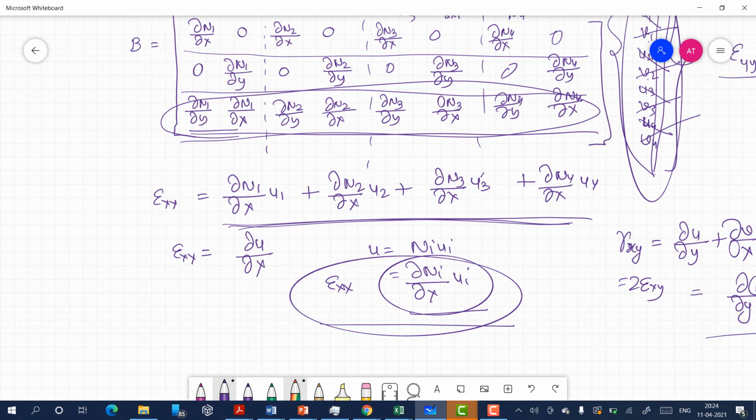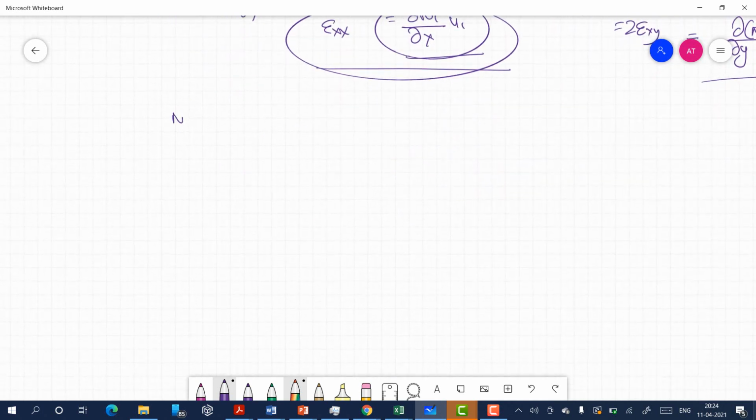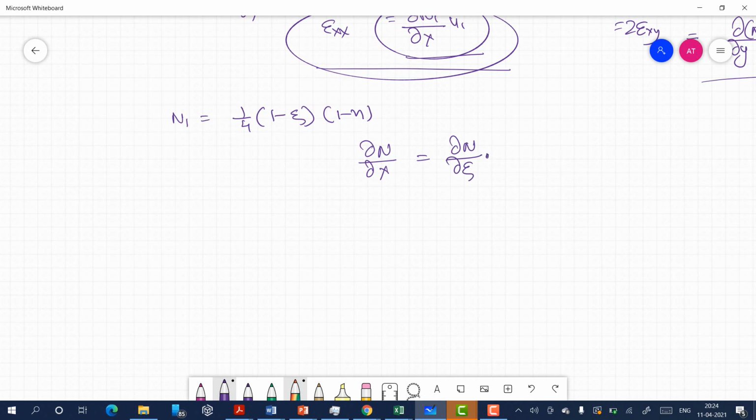Now we have the B matrix and we have the shape functions. N1 is equal to 1 by 4 into 1 minus zeta into 1 minus eta. This is our N1. Now I have to find del N by del x. How do I find it? I can write it as del N by del zeta into del zeta by del x.